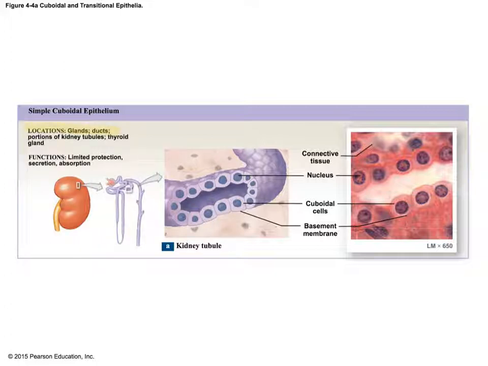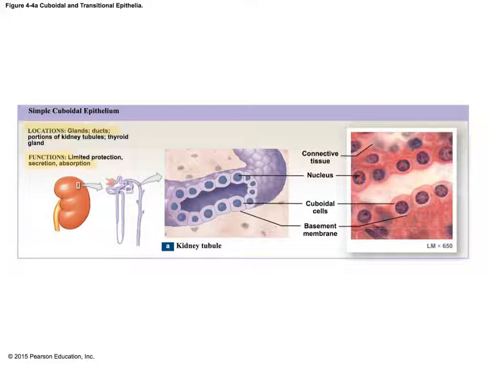Glands and a duct. Well, you guys know what air ducts in your house are, right? Like channels to go places. It's similar. You have ducts, like sweat ducts, mammary ducts, for secretions to go through. Functions of simple cuboidal: it's some protection, so it's limited protection, but mostly secretion and absorption, which you probably have already.